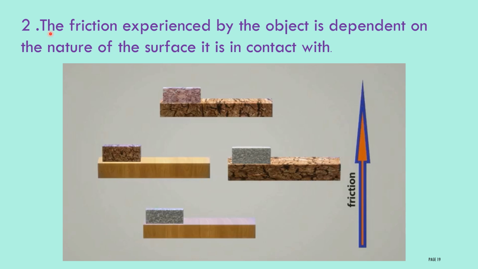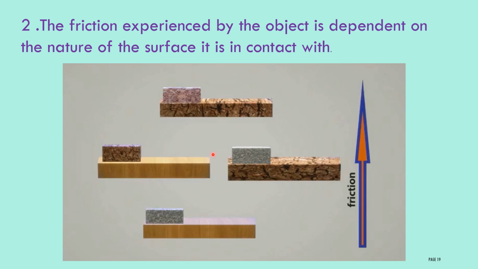Friction second law. The friction experienced by an object is dependent on the nature of the surface it is in contact with. Here this law states that the frictional force depends upon the nature of the surface where the object is in contact with the surface.